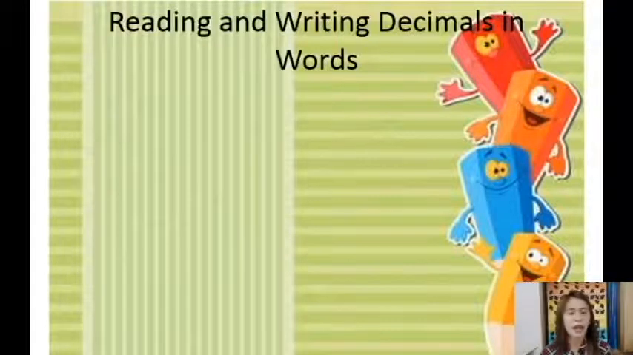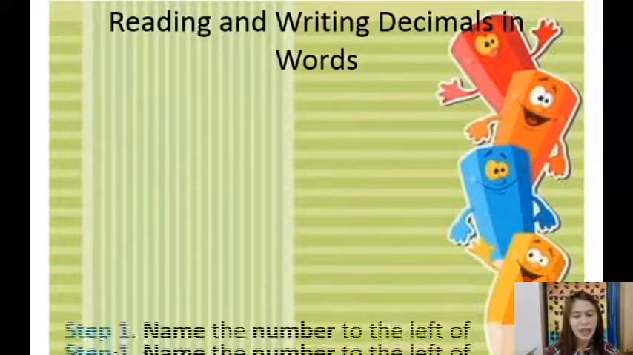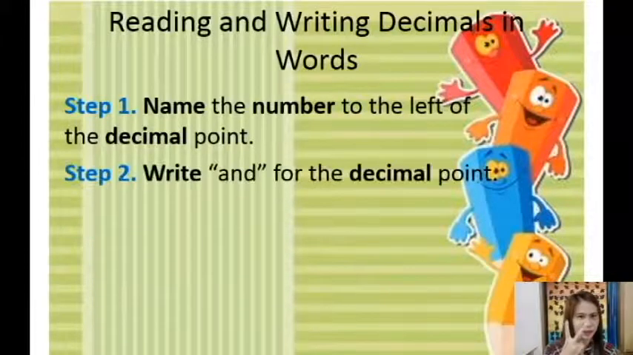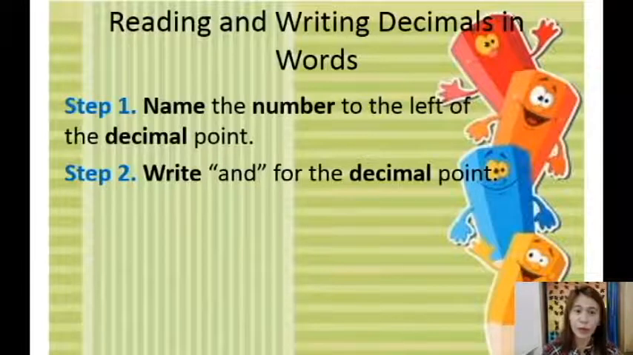Now, how to read and write decimals in words? Honestly speaking, daghan kaayong pamaagi. Daghan kaayong correct ways to read and write decimals. Okay. But then, ako lang i-share duha. Okay. Now, step 1. Name the number to the left of the decimal point. Okay. Second, write and for the decimal point. So, instead of saying point, imo siyang, it is the and.